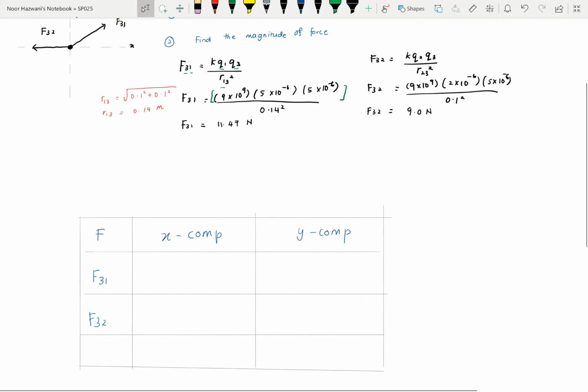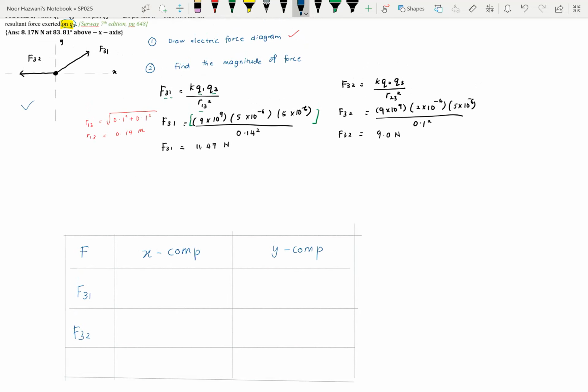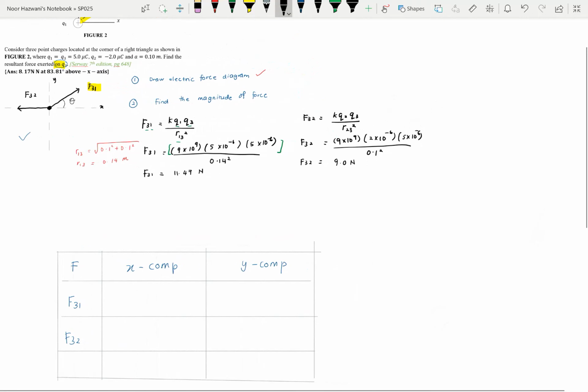Okay, sekarang kita tengok kita punya electric force diagram here. Okay, kita tengok kat sini. Sekarang you ada F31. You ada F31 yang ada angle daripada x component. So, your responsibility is to find out the value of the angle first, in order for us to resolve F31 into x and y component. Okay, macam mana kita nak cari nilai theta?